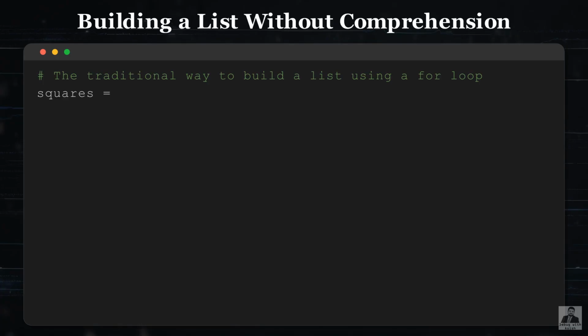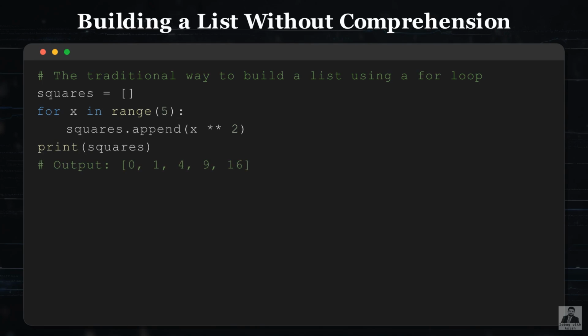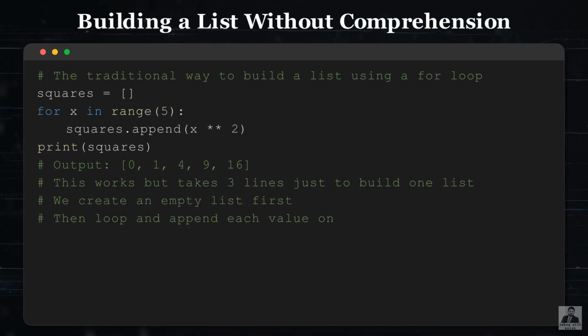Here is the traditional way to build a list using a for loop. We start with an empty list called squares. Then we loop through range 5, which gives us 0 through 4. On each pass, we calculate x squared and append it to the list. The result is a list of 5 squared values. This works perfectly fine, but it takes 3 lines just to build one simple list.